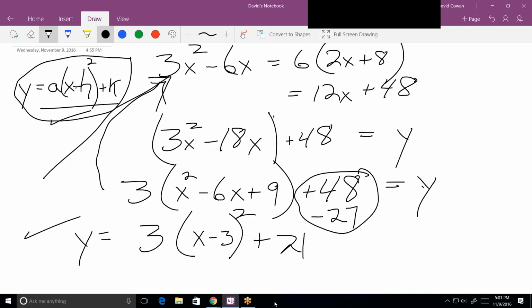In other words, if I'm going to plot this, I'm just going to start with the vertex and go from there. But that's the advantage of taking an equation and putting it into vertex format, is that you can immediately plot the most important part on the parabola, which is the vertex.